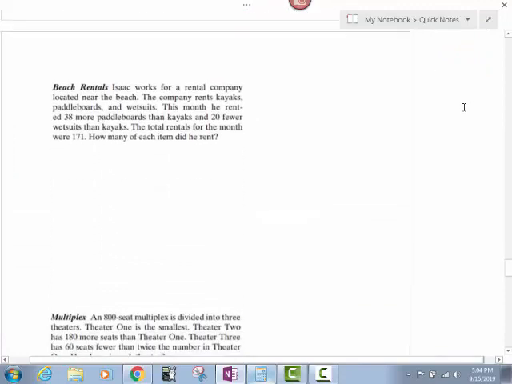Next problem here says beach rentals. Isaac works for a rental company located near the beach. The company rents kayaks, paddle boards, and wetsuits. This month he rented 38 more paddle boards and kayaks and 20 fewer wetsuits and kayaks. The total rentals for the month was 171. How many of each item did he rent? Okay, first thing I noticed, we're actually talking about 3 things.